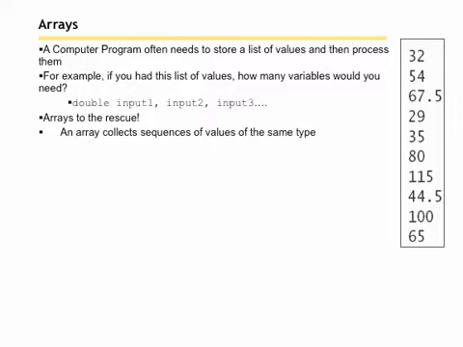It's a collection of data. A computer program often needs to store a list of values and then process them. For example, if you had this list of values, how many variables would you need? If you had double input1, input2, input3, and so forth, there could be a lot of distinct variables, or discrete variables, and that could be a nightmare to process through all of them. So arrays are a way to collect all of that data and reference it with the same name, using a subscript or index to access each element.